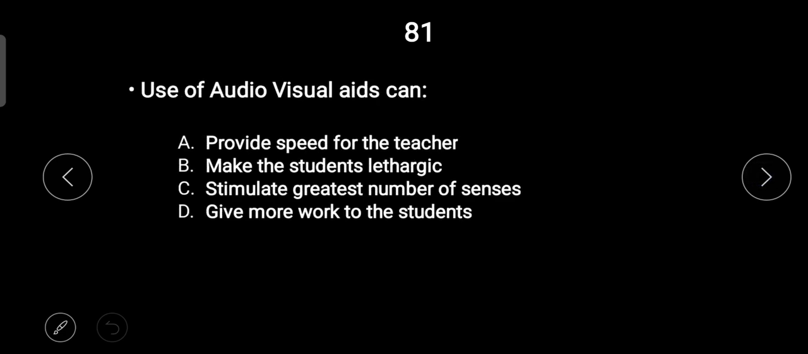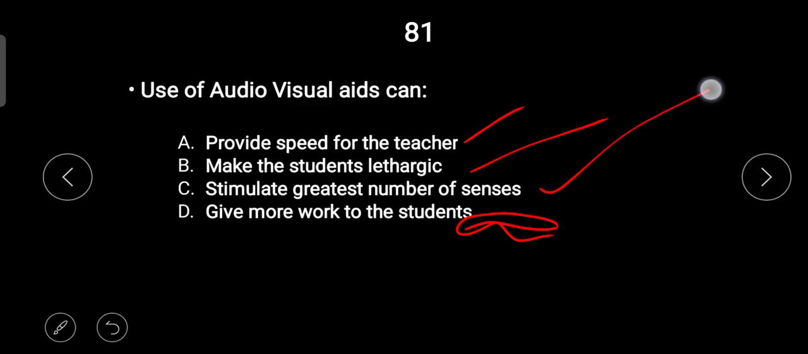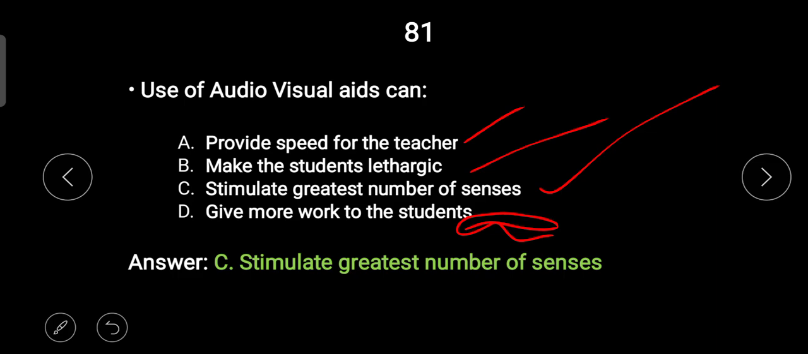Question number 81. Use of audio visual aids can: provide speed for the teacher, make the students lethargic, stimulate the greatest number of senses, give more work to the students. You will get the answer, just use common sense. Teacher's speed cannot be considered when it comes to teaching. Of course, you have to consider the interest of the students. It will never make the students lethargic, or make the class boring. It never gives more work to the students either. So of course, the correct answer is going to be stimulate the greatest number of senses.